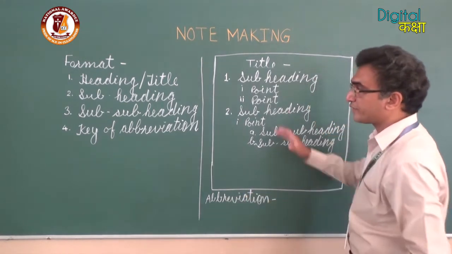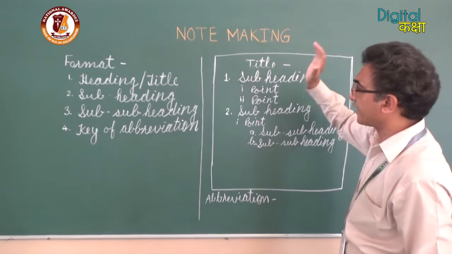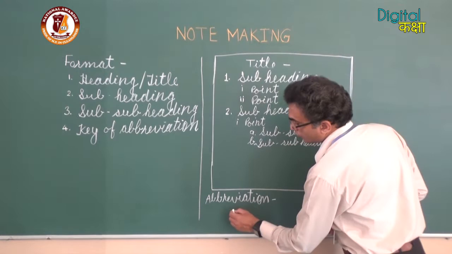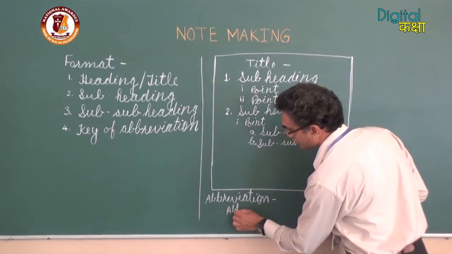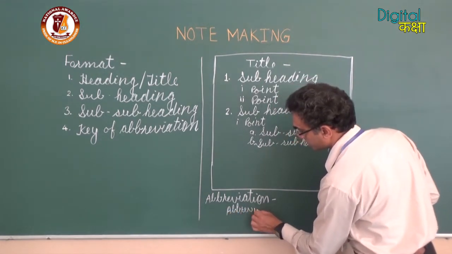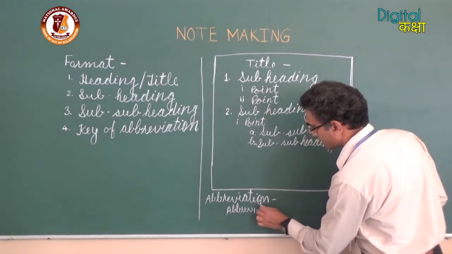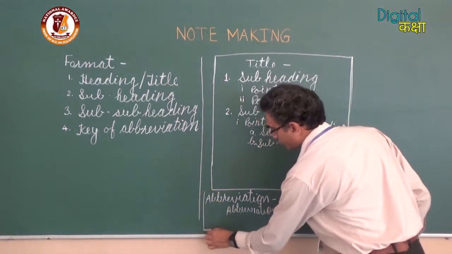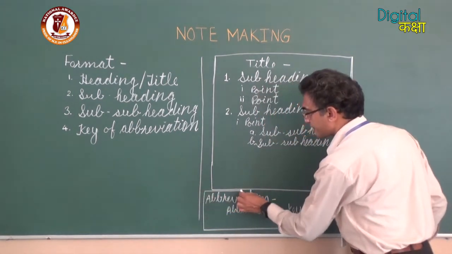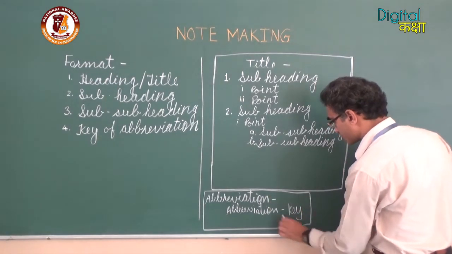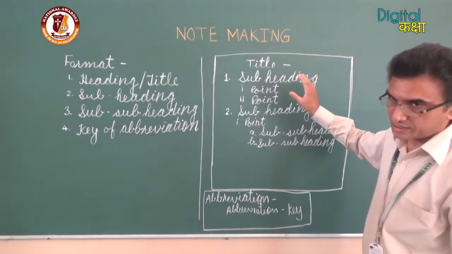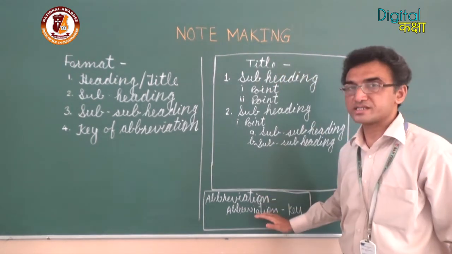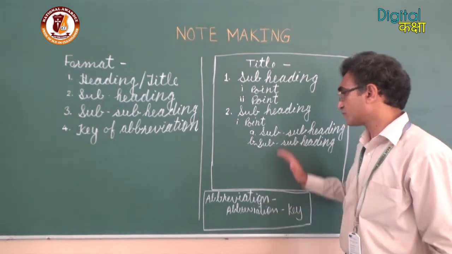For whatever abbreviations we have used in this note making, they are abbreviations and their key. That also must be put in a tabular form. These are the two things which we have to cover. That is your type of note making. Here are the notes, and abbreviation is also part of note making.